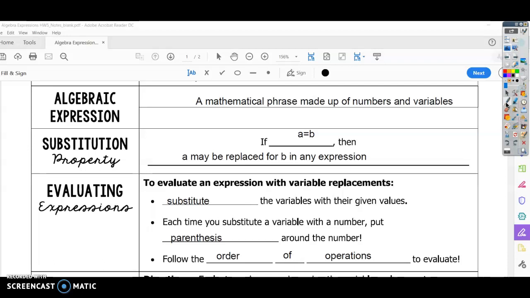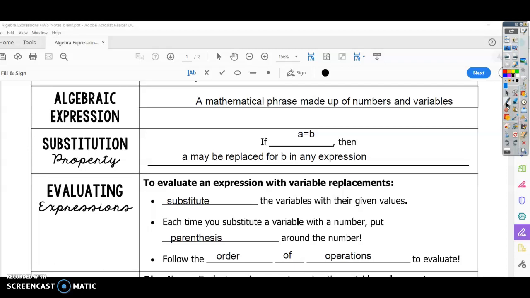First, we're going to look at the definition of an algebraic expression, okay? An algebraic expression is a mathematical phrase made up of numbers and variables. An expression does not have an equal sign. An equation has an equal sign. So an expression is something that we're going to simplify, and a little bit later, when we get to equations, then we solve equations. So just something to be aware of as we move through.